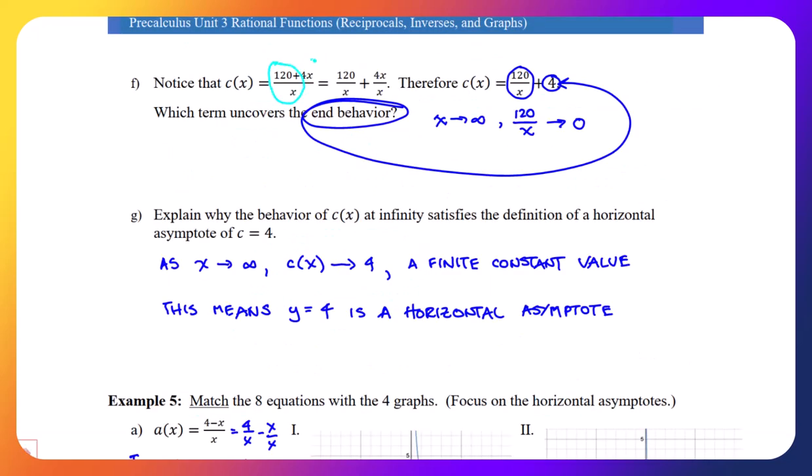Now x is a common denominator. So I can put x under each term of the numerator, reduce each one, and I get this expression. It's the same as the original. But now I can see something. This part, as x gets bigger and bigger and bigger, the fraction gets smaller and smaller and smaller, and so it approaches 0 as x gets larger and larger and larger. Well, if this approaches 0, then all I have left is the 4.